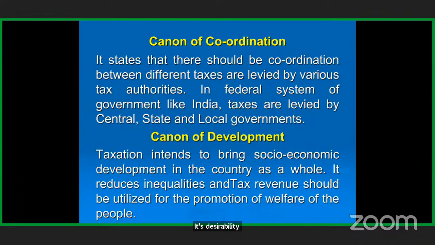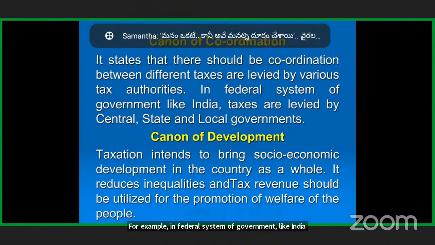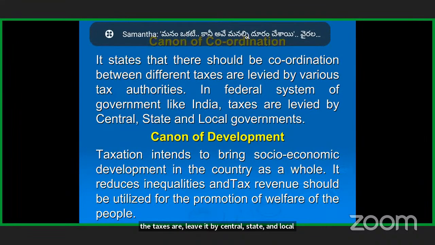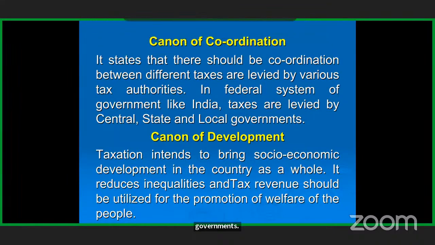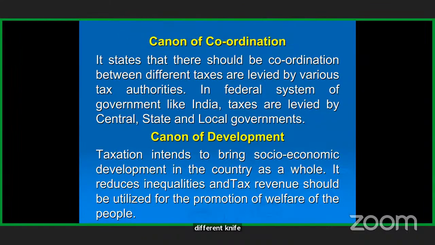And another canon is canon of coordination. This canon states that there should be coordination between different taxes that are levied by various tax authorities. For example, in a federal system of government like India, the taxes are levied by central, state, and local governments. In all these cases, it is needed that there should be a definite coordination between various taxes levied by different governments.